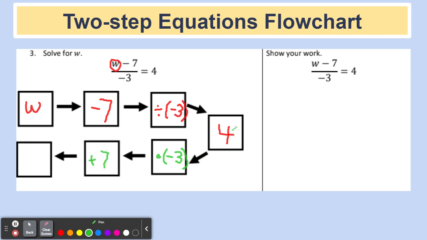So now I take my solution 4, and I'm going to multiply that by negative 3. 4 times negative 3 would give me negative 12. Negative 12 plus 7 is going to give me negative 5. And so my final answer here is that W equals negative 5.